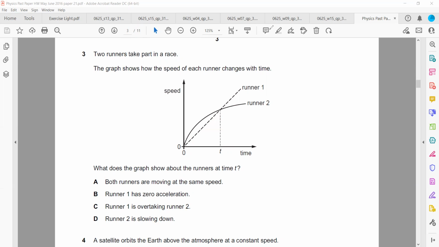To overtake, both should cover the same distance so that they can overtake each other. But when we find the distance traveled by runner 1, that is a smaller distance because there is less area under the graph. When we find the distance covered by runner 2, that is the full area of the graph. So larger area means runner 2 covers more distance than runner 1, or it means runner 2 is ahead of runner 1. Runner 1 does not overtake runner 2. So that's why A is the right answer. Is this question clear?